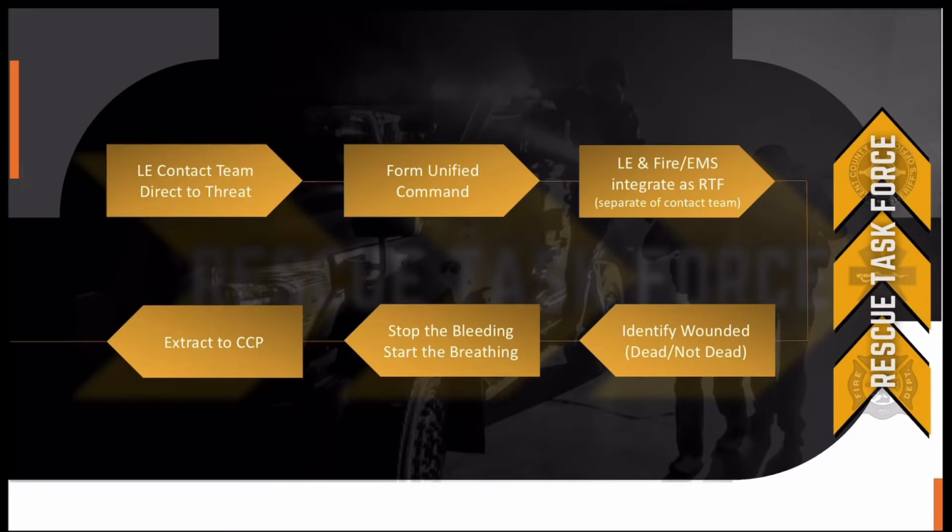So again, just going through the chain of events here. The law enforcement contact team would go directly to the threat and start trying to neutralize it. As more law enforcement personnel show up on scene and our command personnel on the fire side start showing up, we would then initiate an incident unified command. From there, we can start getting more law enforcement and fire personnel to get the rescue task force organized. We would go into the warm zone, start identifying wounded patients, triaging them appropriately, doing any life-threatening treatment on scene, and then we would extricate them to the casualty collection point.